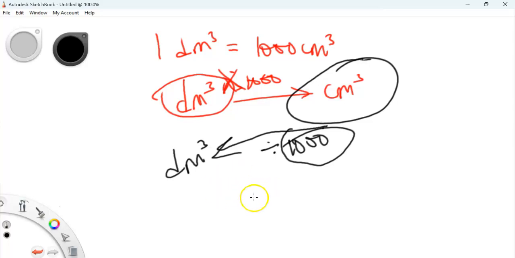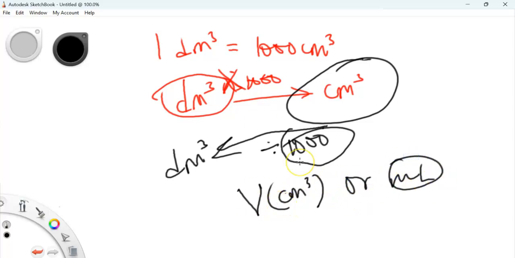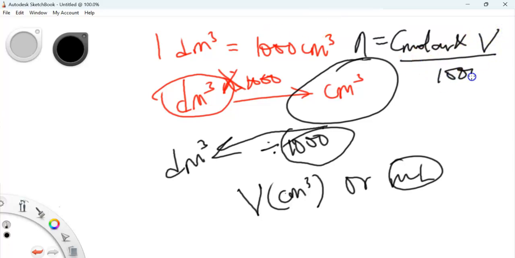So whenever you have a question and you discover that the volume is appearing in cm cube or in mil, just know you are going to bring in that conversion factor in order to solve it very well. So the basic formula you are going to use is N is equal to C molar times V divided by 1000. If this thing happens to be in cm cube or mil, you've brought in this. Are you getting me now? Let's expect the next video.